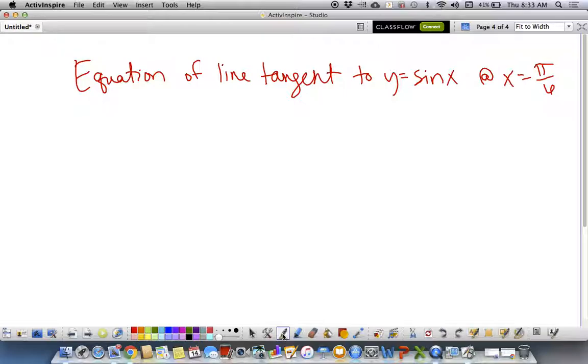Okay, so write the equation of the line tangent to... So where's pi over 6? You might need to know that. You know what you should do? I will help with this.